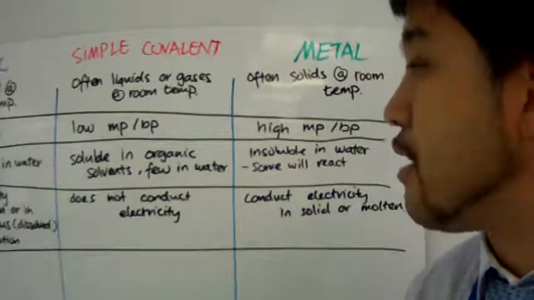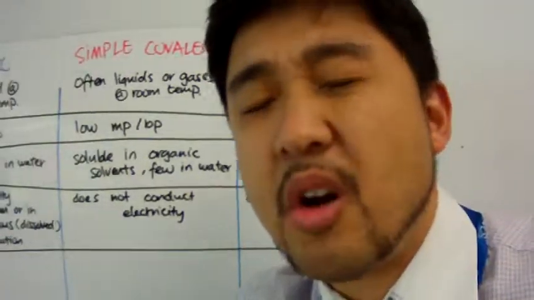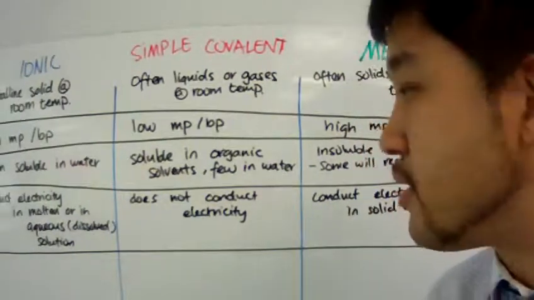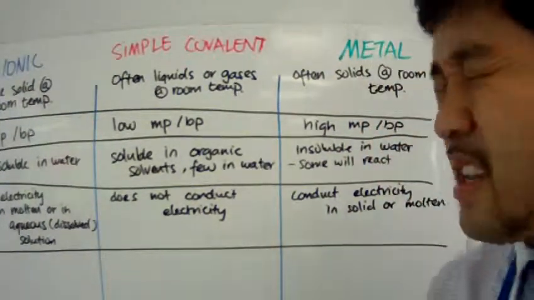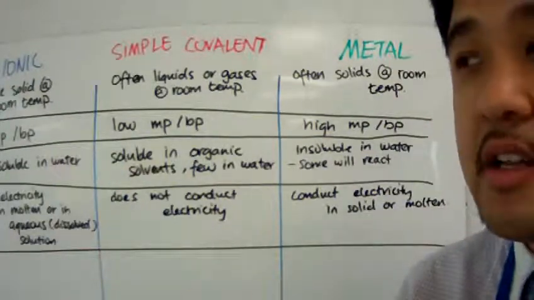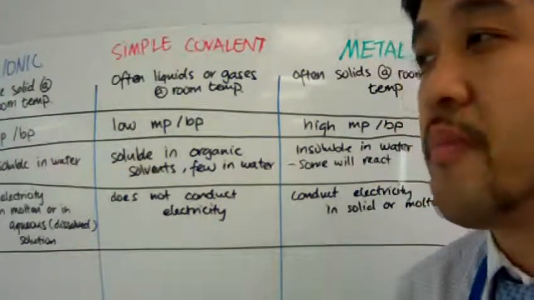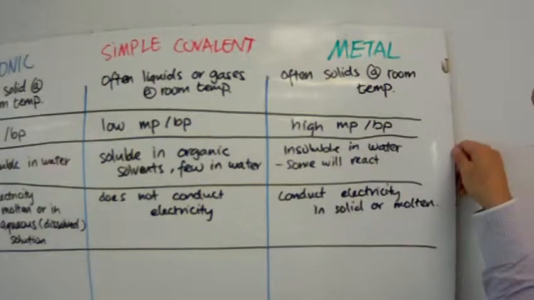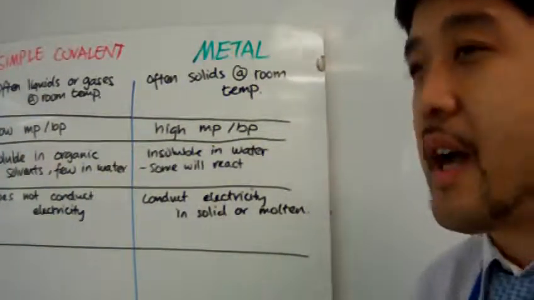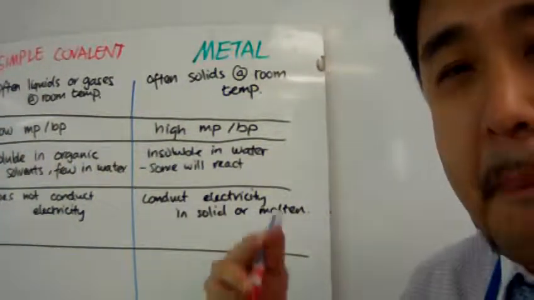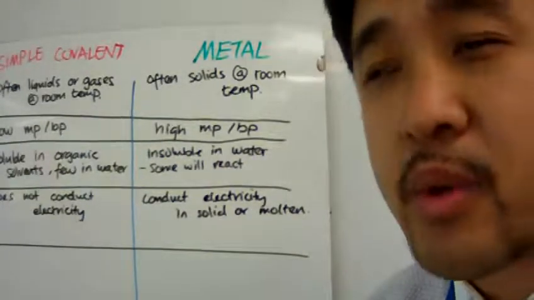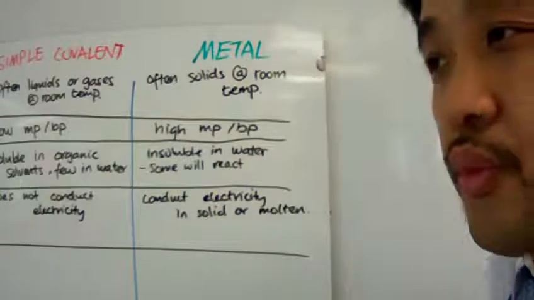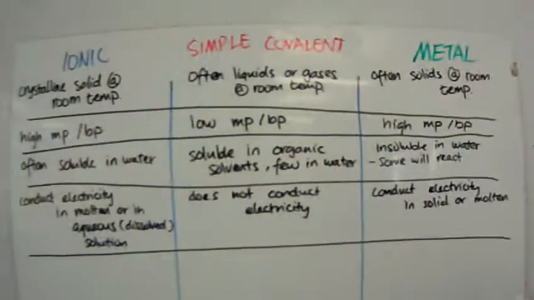Simple covalent compounds are usually soluble only in organic solvents, and a few are soluble in water. All right? And it's the concept of like attracting like. And metals are insoluble in water, but some of them, the more reactive metals, tend to react with water to form an alkaline solution.